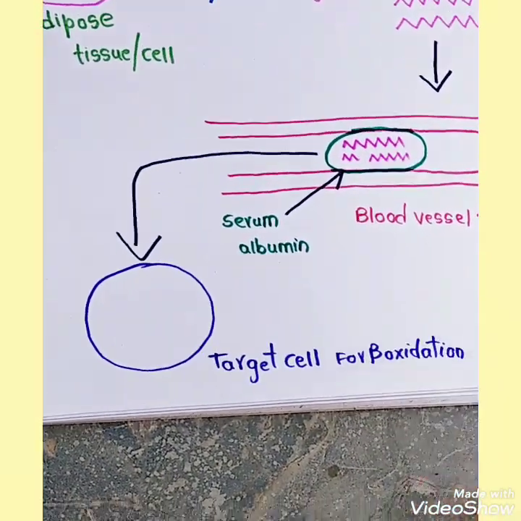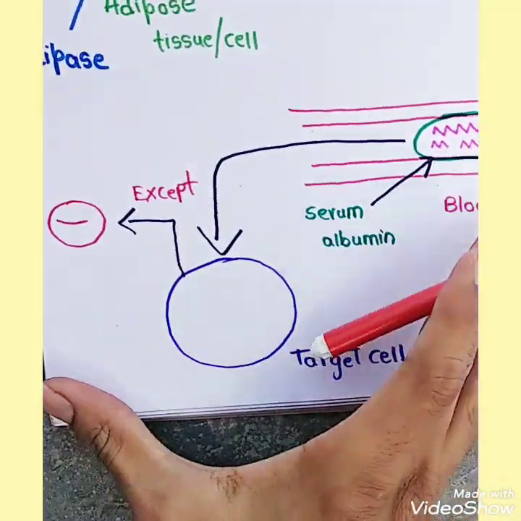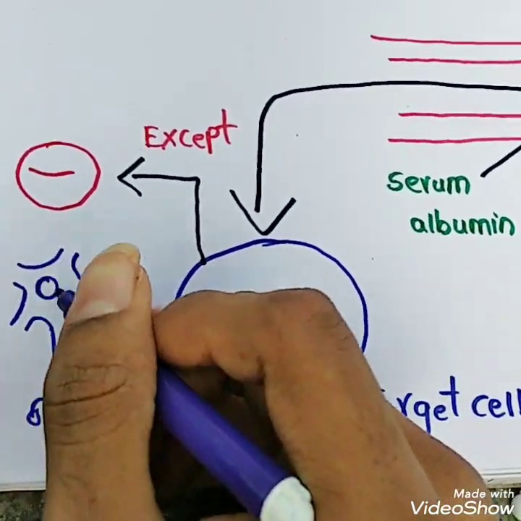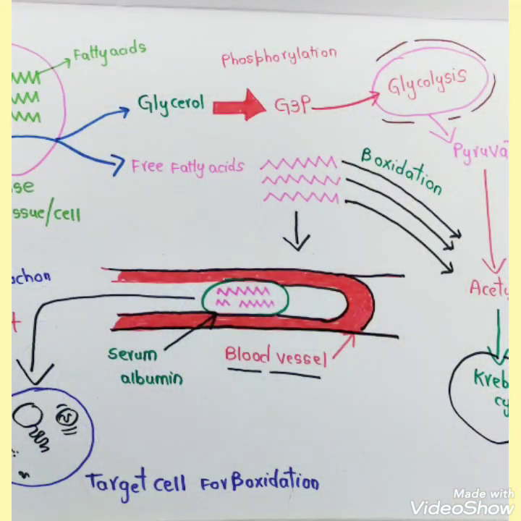But remember, this target cell can be any cell except a mature RBC and also not a neuron, because a neuron and RBC do not have mitochondria. So the beta-oxidation will not take place here. So that's how the overall transportation of the fatty acids into the target cell works.